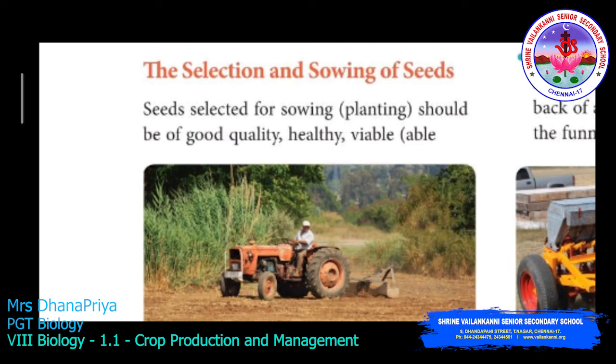Viable is like what? It is able to produce a plant. A plant can't grow without seeds. The type of seeds sown decides the quality of the crop that comes out of it.